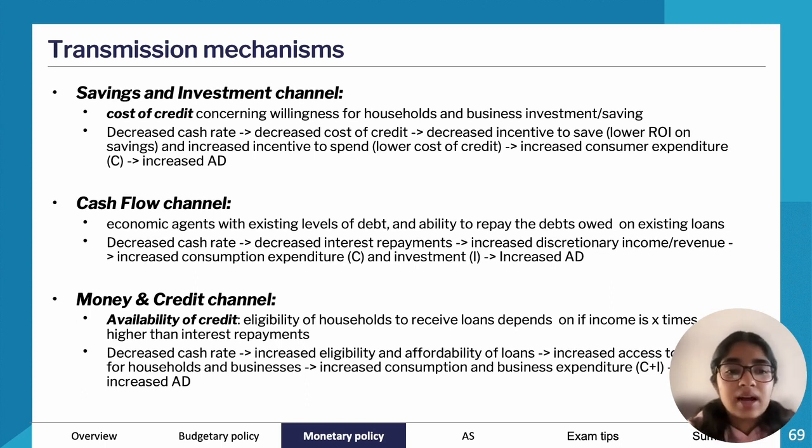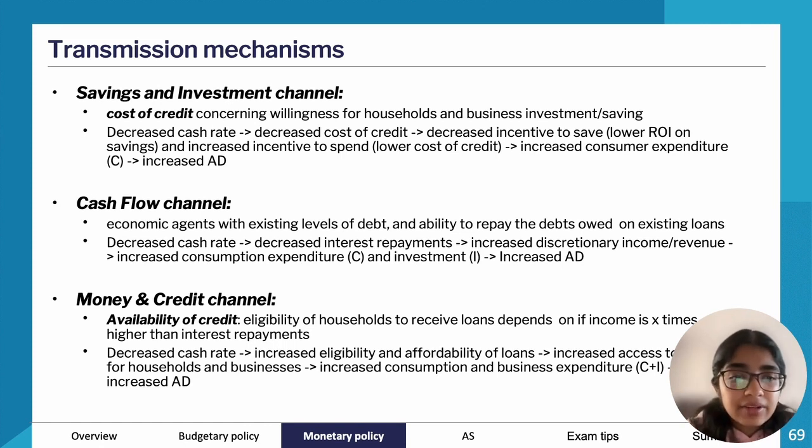Another channel is the cash flow channel. So let's say we've got people who already have loans, right? Let's say I've already got a $1 million loan and suddenly the cash rate is increasing and I see interest rates increasing as well. I'm like, okay, that's great. Now I have to pay more interest. I have to pay more money as interest, and I now have less money to spend on everything else. So this is basically for people with existing debt. If the interest rates increase, I have a lower discretionary income, which means I have less money in my pocket to spend on different things.